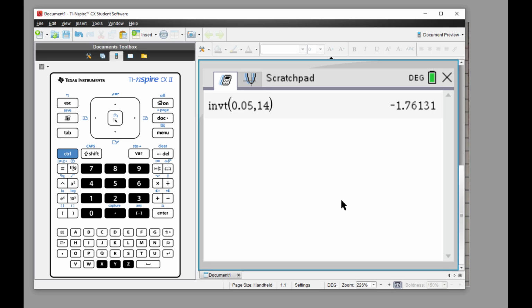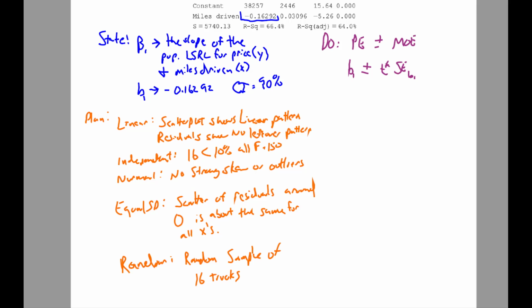Okay, so we should get 1.76131 for our T star, in which case we'll just use 1.761. So back to our problem here. With this, scroll so we see our other values here.